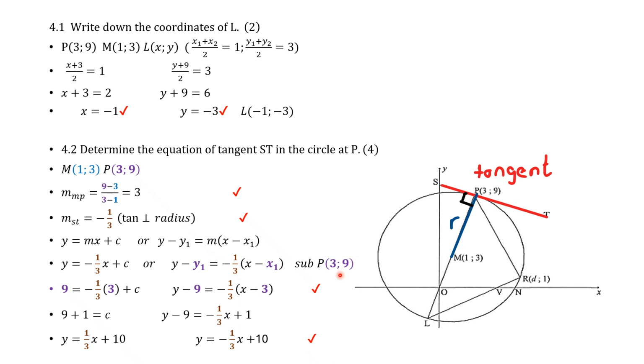So this states that x is 3, y is 9. 3 times negative a third would give me negative 1. If I take it across, it becomes plus 1. So c equals 9 plus 1, which then gives me 10.